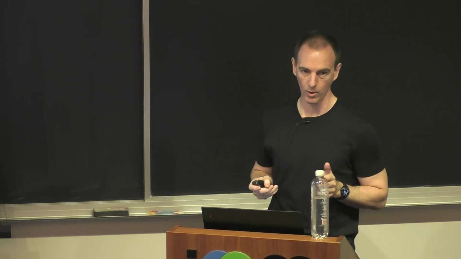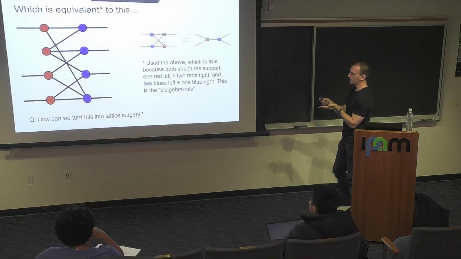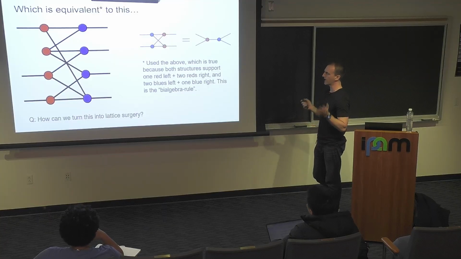Now, having done that, we don't want to undo our hard work. We want to directly realize with lattice surgery this structure. So here is a slightly rewritten version of that same graph. We used this particular rule. It's called the bialgebra rule.